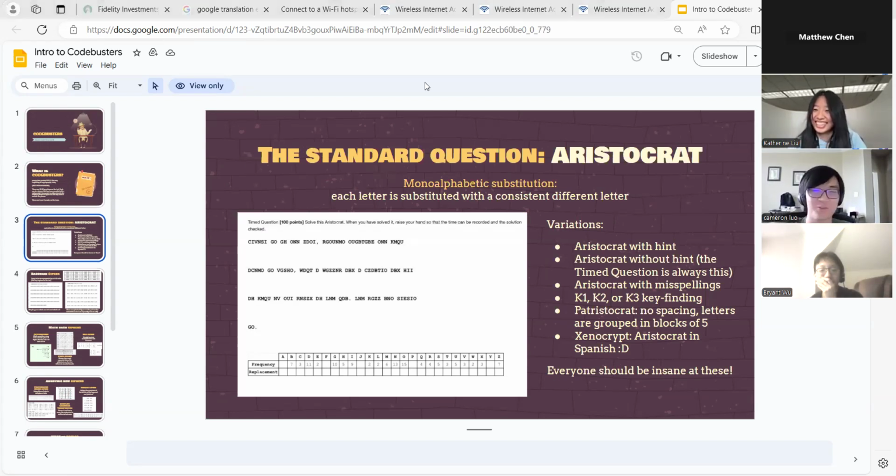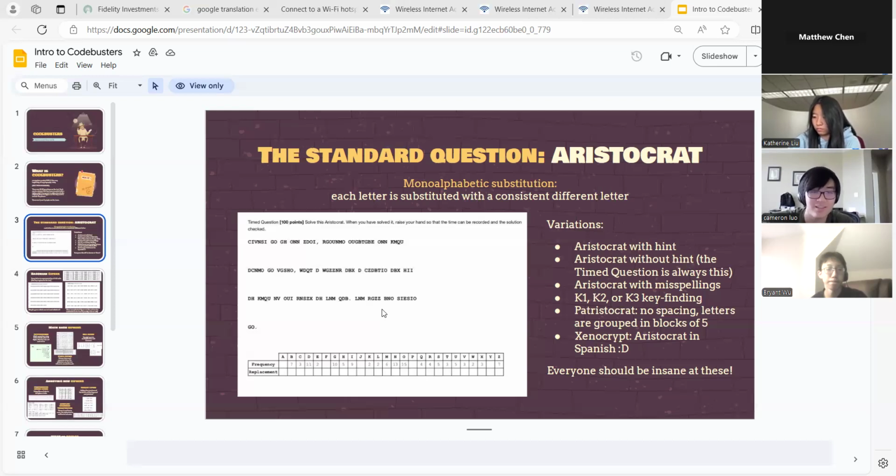Okay, so we have the standard question, which is the aristocrat, and it's a mono-alphabetic substitution. So pretty much each letter is substituted with a consistent different letter throughout the entire thing. And as you can see right here, there are a few variations of the aristocrat. They oftentimes have a hint. Sometimes they won't have a hint. And the time question is also an aristocrat, and it's not going to have a hint. And there's also aristocrats with errors or misspellings, and then there's different alphabets that you can use, like K1, K2, K3, which you can learn later on, and they're just variations of the aristocrat.